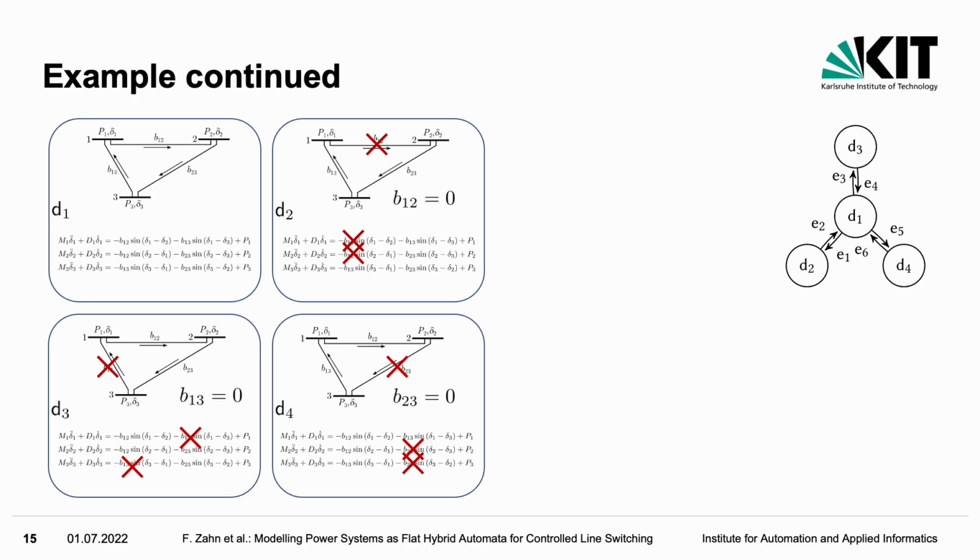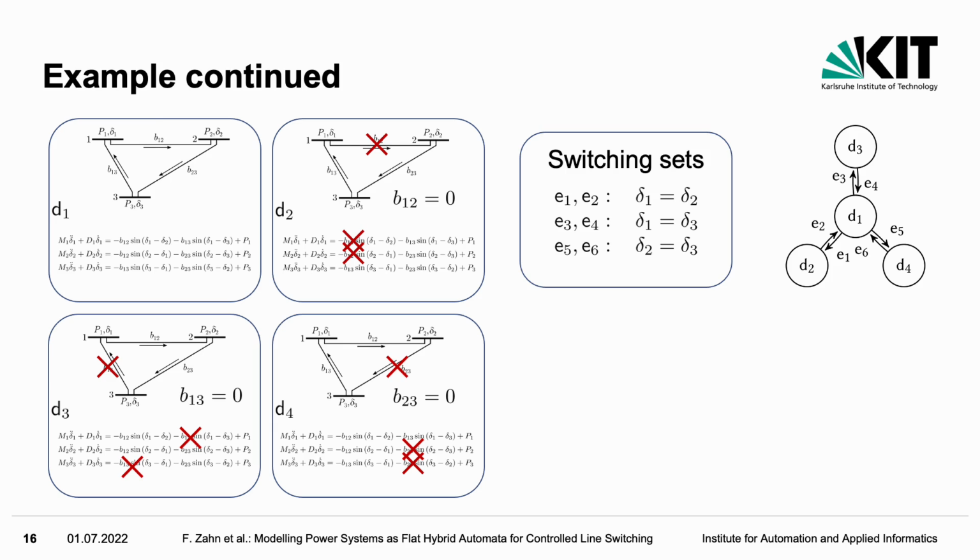The deactivation of the line in terms of the dynamics is quite simple. Only the term for the transmission between the 2 buses is put to 0, which can be modeled by putting the susceptance B to 0. On the right, you see the automaton graph of this flat hybrid automaton. So deactivating or activating lines on the automaton level is simply modeled by transition between discrete states in the graph. The switching sets are chosen to be equal angles, which I will come back to. This allows for smooth switching and only for smooth switching.